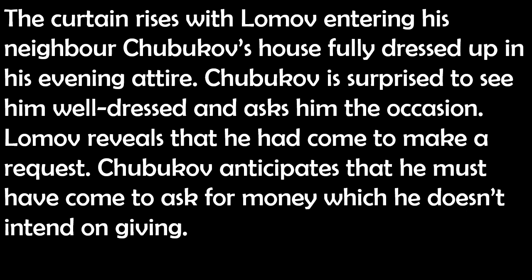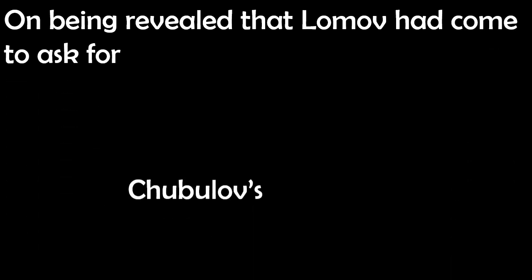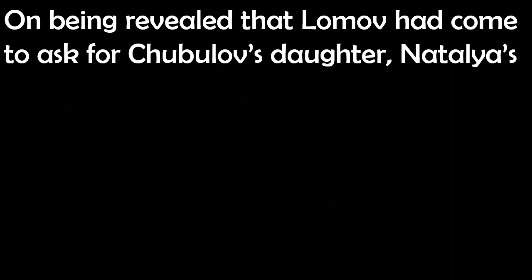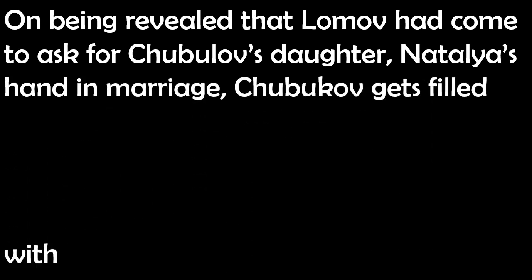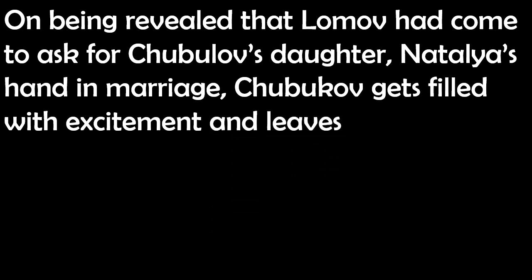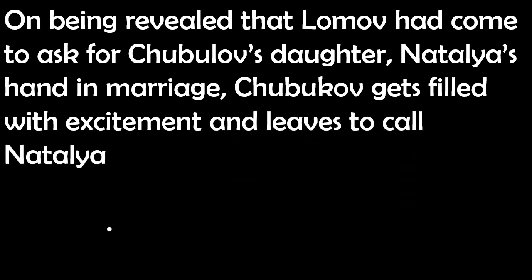In beginning we see that Chubukov meets Lomov as Lomov comes to his house. On being revealed that Lomov had come to ask for Chubukov's daughter Natalia's hand in marriage, Chubukov gets filled with excitement and leaves to call Natalia.